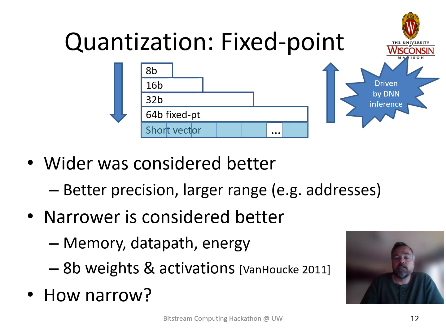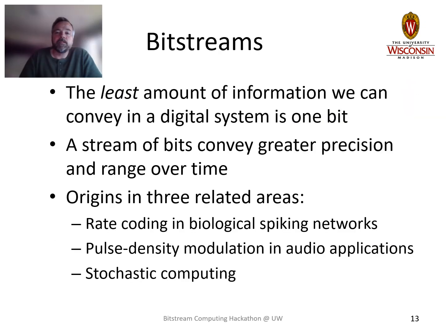So this whole process was driven by this drive for efficient neural network inference. The natural question that comes to mind is, how narrow can we go? What is the narrowest value that we can still usefully operate on in a digital system? That's 1 bit. If 1 bit is the least amount of information that we can convey in a digital system, we can build hardware that's very, very simple. As we'll see, we can build hardware that costs almost nothing and that can perform arithmetic operations on these 1-bit values. But of course, 1 bit doesn't give you much range or much precision.